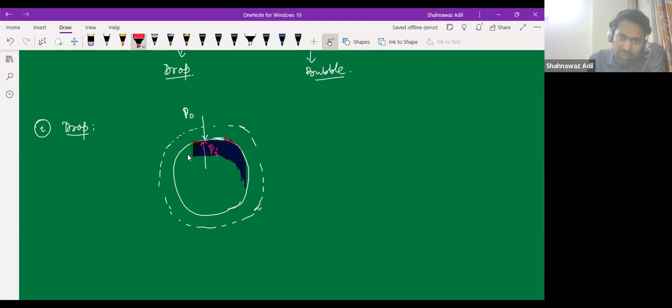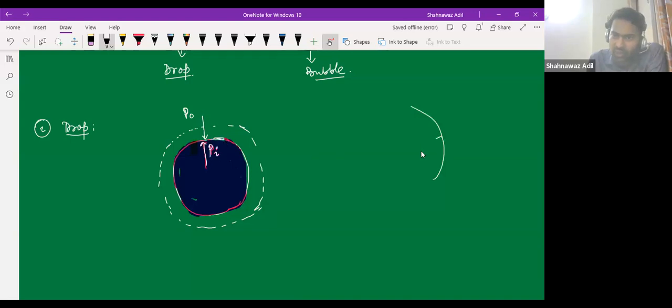Which surface of the pressure is concave and which one is the convex? That is what I'm asking. P inside or P outside? Which one is the convex and which one is the concave? Okay, this one is the concave, right? This one is the convex. Correct?